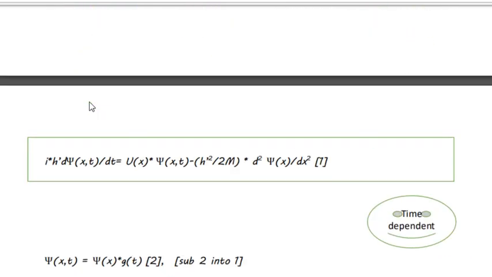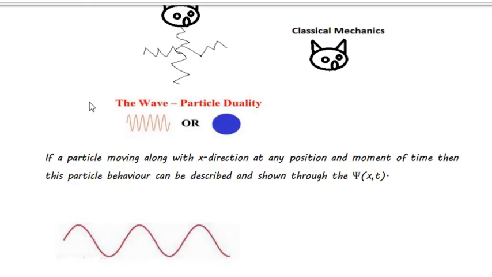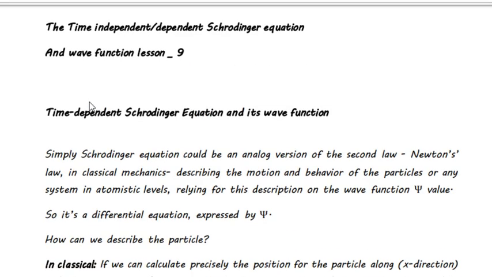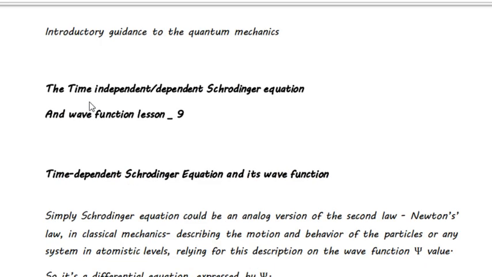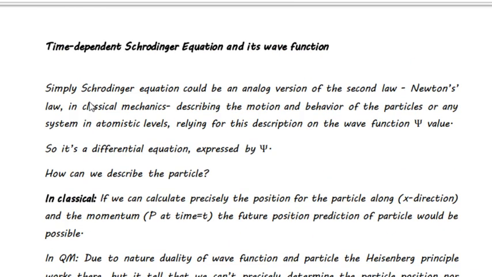They are related to each other. So in this class we have described the duality nature, what the wave function is, what the time-independent and time-dependent Schrodinger equations are, and what the classical and quantum mechanics views are of describing a system or any particle moving in any direction. So this is today's class.